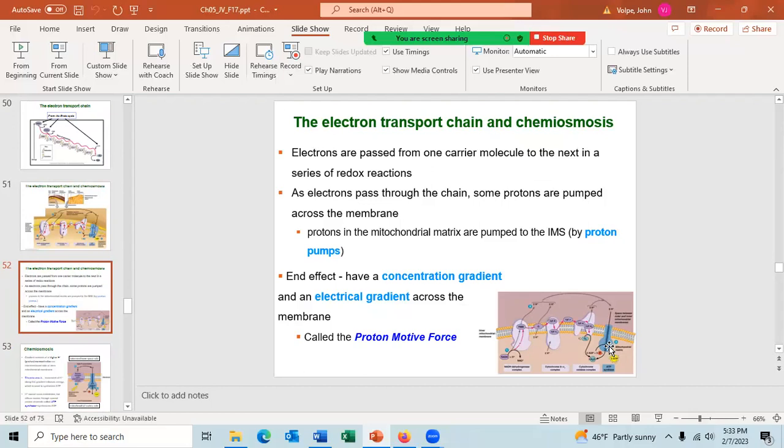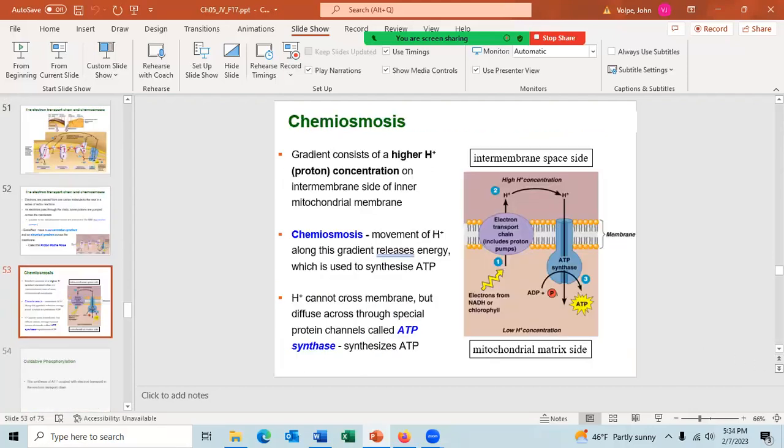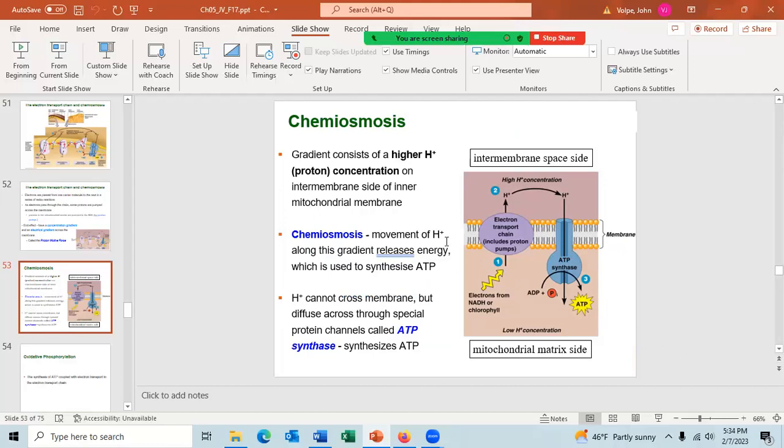And the cell uses this energy difference to make ATP. This is called chemiosmosis. I don't usually use that term, but the flowing of hydrogen ions makes ATP by chemiosmosis.